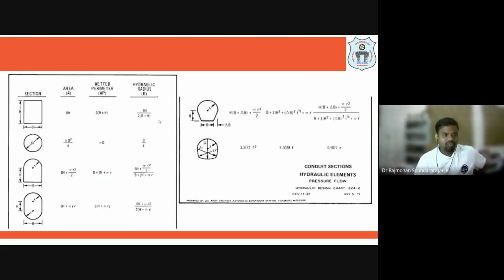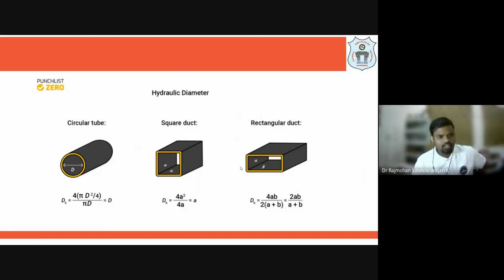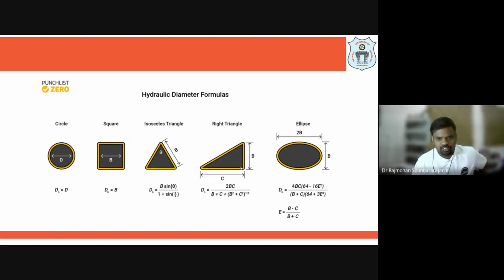Okay, for example, we can have different non-circular shapes. Here we have different shapes, with the area, the wetted perimeter, and the hydraulic radius for each. For a non-circular case, you can always refer to a textbook. Some examples given here: for a circular tube, the hydraulic diameter DH is going to be D. If it is a square duct, you will get A. If it is a rectangular duct, it is going to be 2AB by A plus B. Like that, you will get the hydraulic diameter. Any shape you can have, we have an equation to get the equivalent diameter.